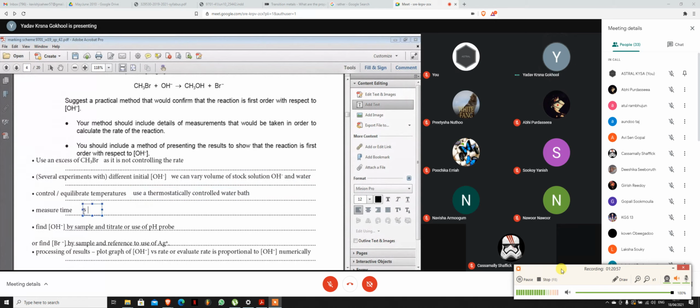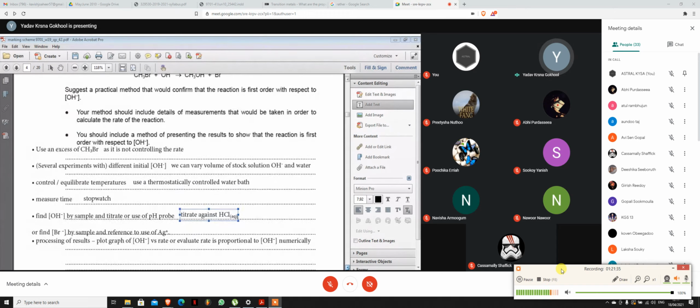Here we are going to titrate. I would like to titrate against HCl. When you have the endpoint, you're going to find the concentration of OH minus remaining, and then you can plot a graph. And when you plot a graph, it has to show that it is first order.